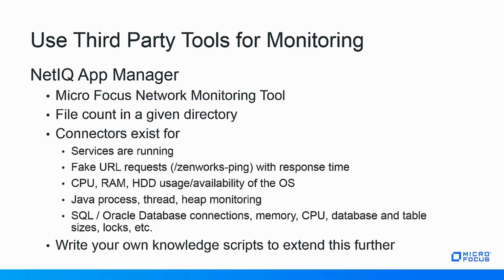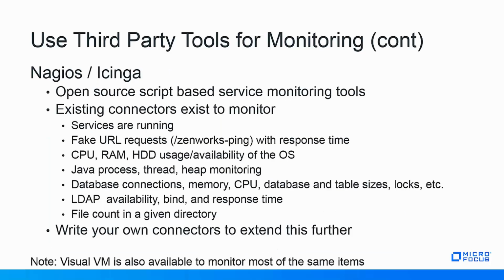But if you wanted to move forward and use another third-party tool, there are things like Nagios and Icinga. It's open source and provides script-based monitoring services. Again, it can monitor for services and do similar things that the NetIQ AppManager can do. And VisualVM is also available to monitor most of the same items. So some of those things you can set up in your environment to actually watch and monitor along with the native tools that are with the OS.